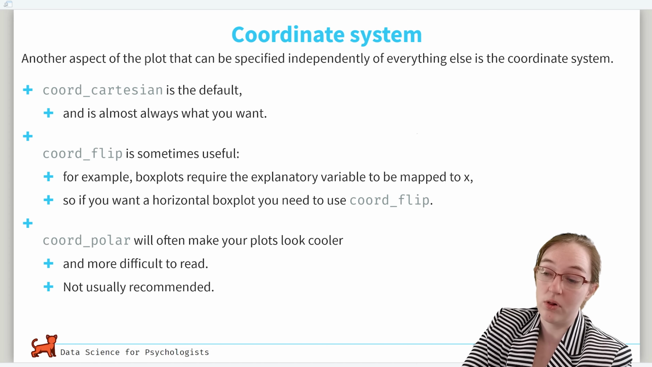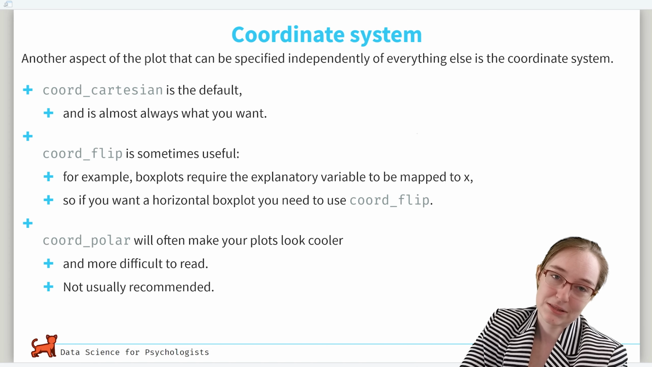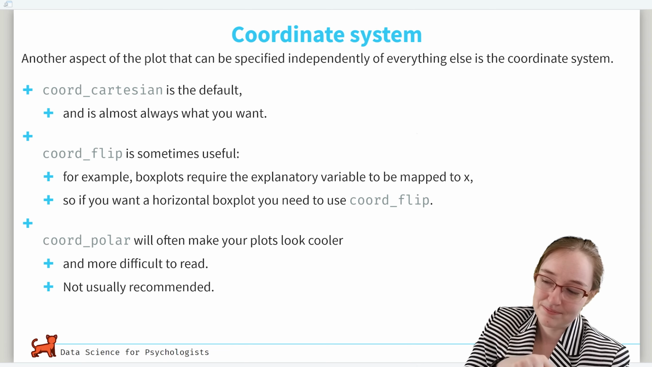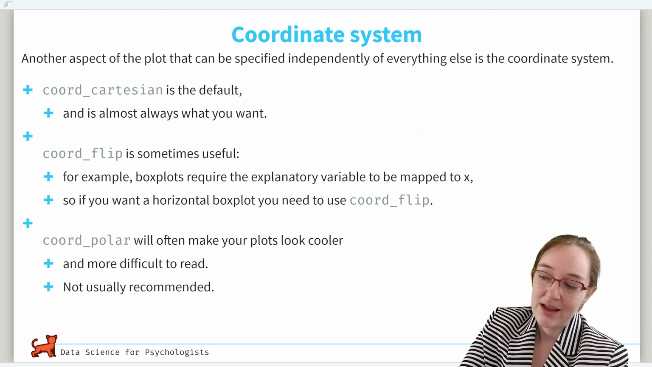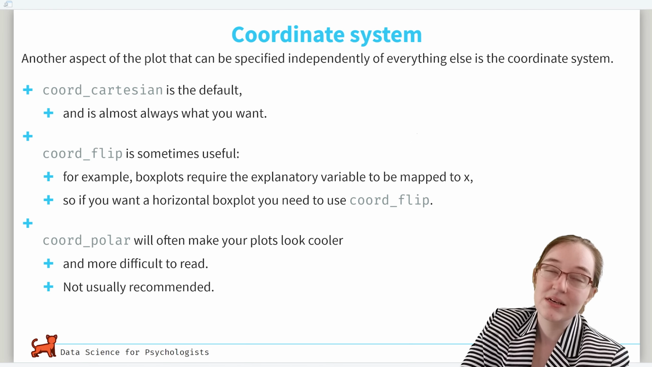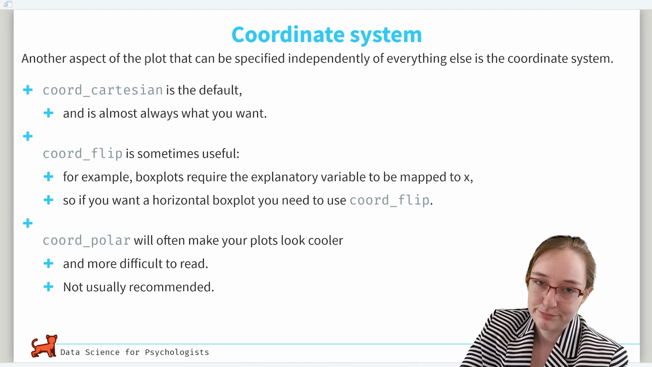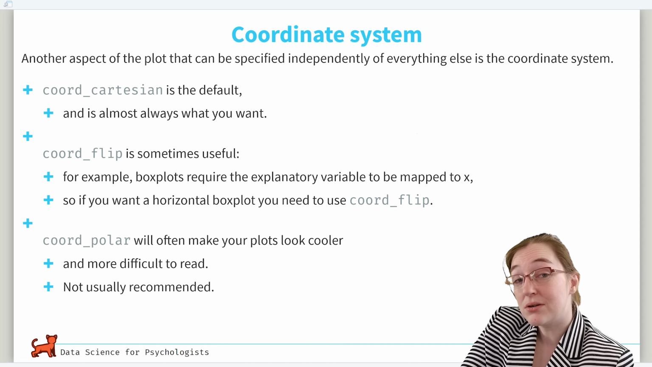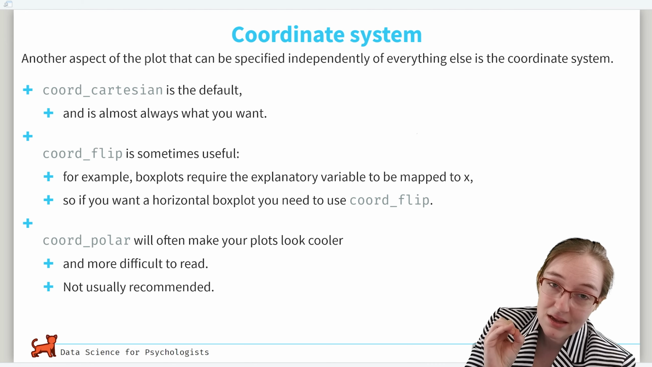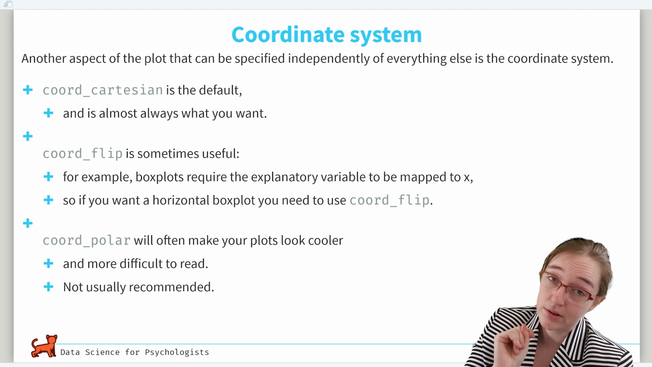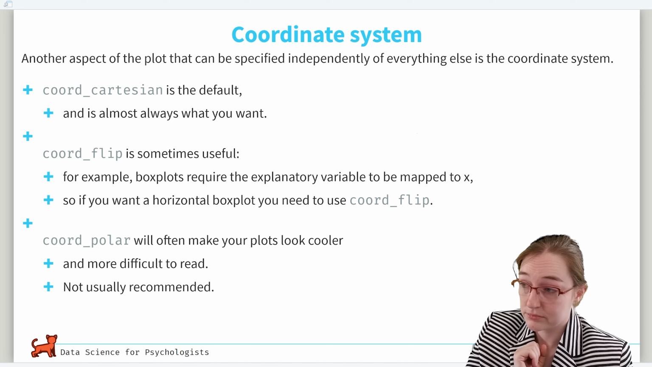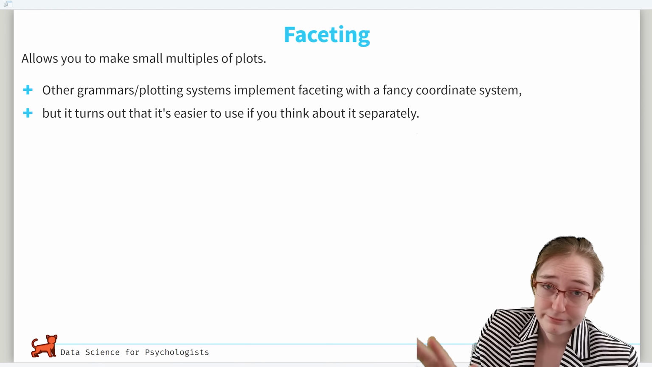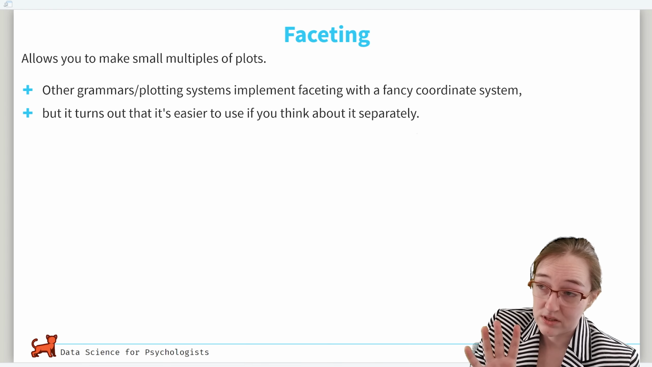So coord_polar will totally make your plots look cooler. That's what all the swirly ones are. It's the most difficult to read and it is almost never helpful. Like ever, ever, ever. But it looks really cool. So if you want to design a plot to be deliberately opaque but super pretty, then polar coordinates are for you. So that's scales and coordinates.